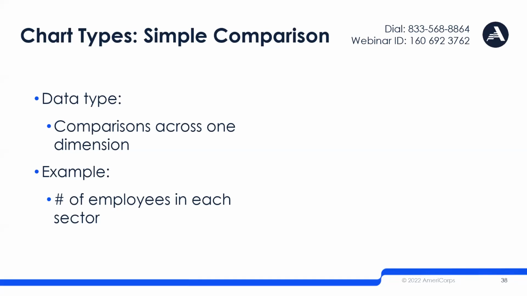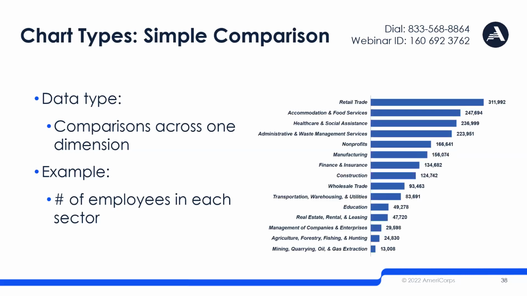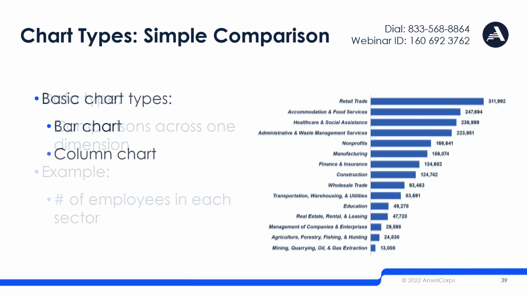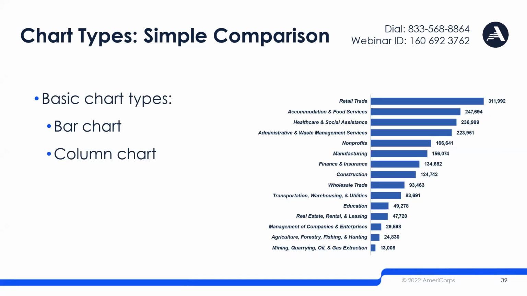The simplest data type is a simple comparison. This is when you are comparing multiple categories across one dimension. For example, when we looked at the number of employees in each sector in Arizona, this was a simple comparison. Basic chart types you can use for simple comparison are standard bar charts or column charts.